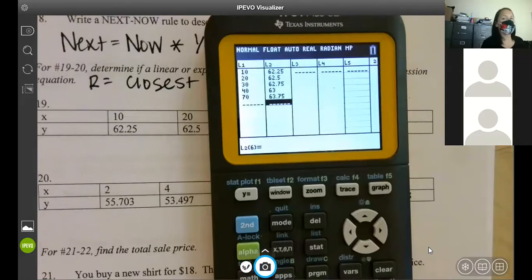Think about it like money. 62.25, 62.50, 62.75. What's it going up by? 25 every time, right? So if it's adding every time, what are we going to find? Which one adds, linear, exponential? It's going to be linear. Okay, so you can do it without your calculator.